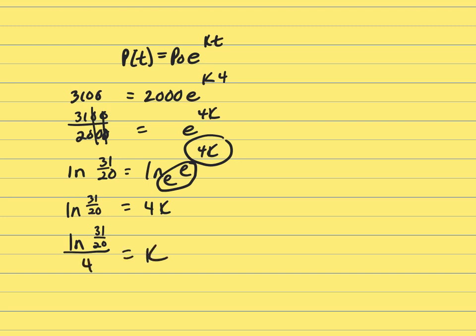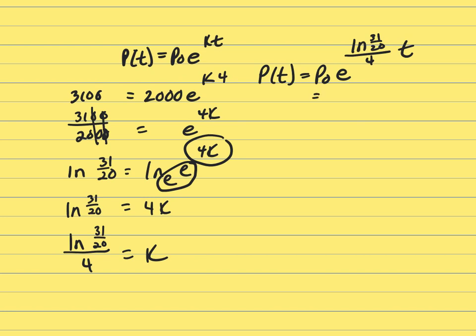So now my new formula is P of t equals P sub 0 e to the K, which is ln of 31 over 20 divided by 4, times t. Now let's answer the question. Okay, how many bacteria will there be at midnight?